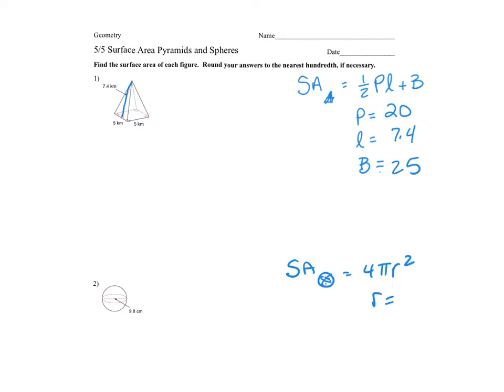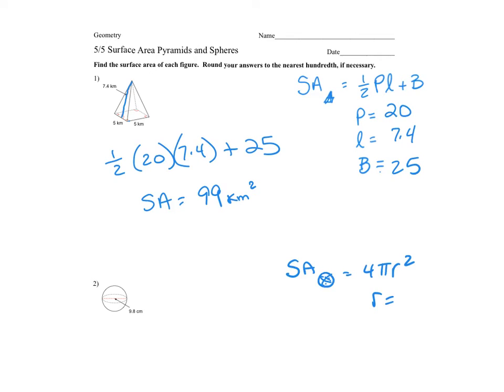And then you just simply put it into your formula. 20 is the perimeter, slant height is 7.4, plus 25. Don't multiply them all together. So that gives you the surface area equals 99. And surface area is square units, so it's going to be kilometers squared.